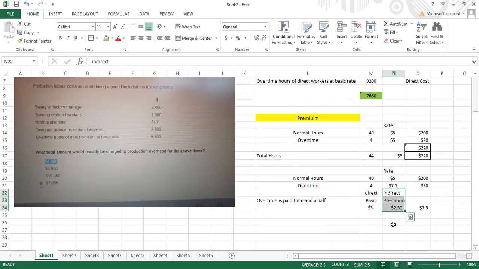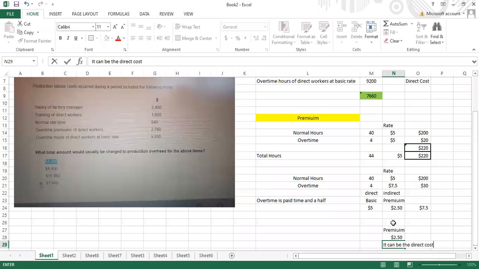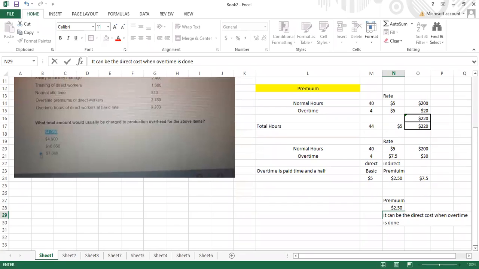Only in one case can the premium also be a direct cost, when you can write like that: it can be the direct cost when overtime is done on special request from a customer.